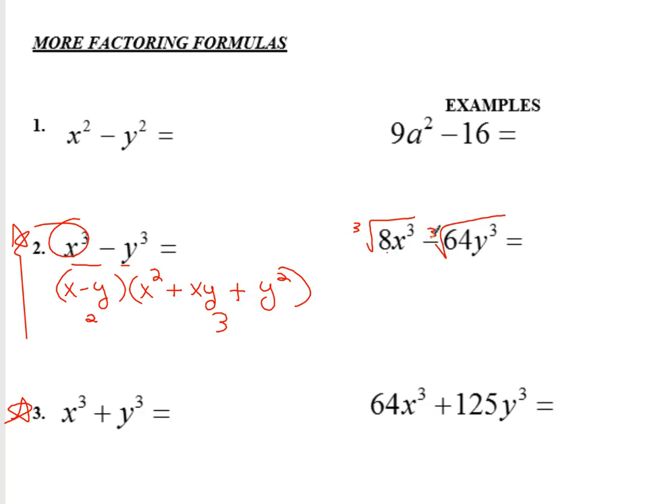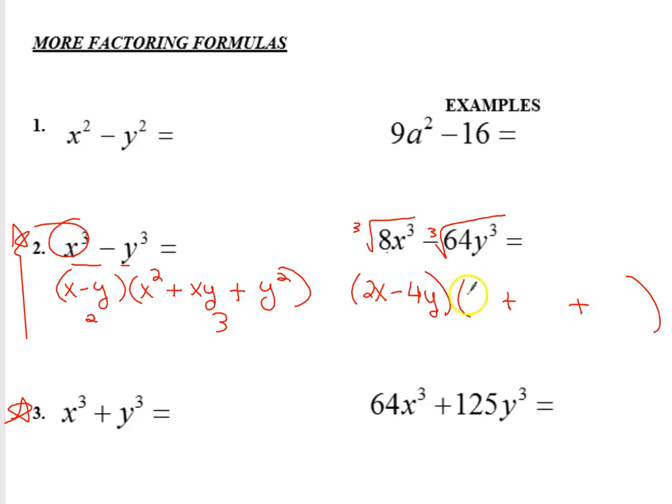So the cube root of 8x cubed is going to be 2x, the cube root of 64y cubed is going to be 4y. So that takes care of our first parentheses. And now we can fill in the signs. It's going to be opposite, and the last one's always going to be positive.